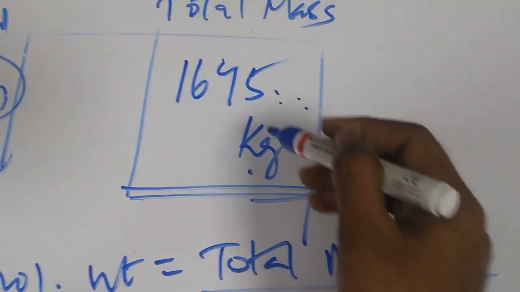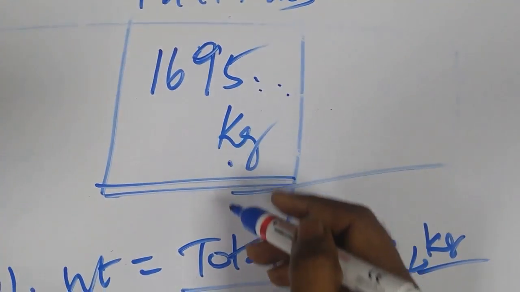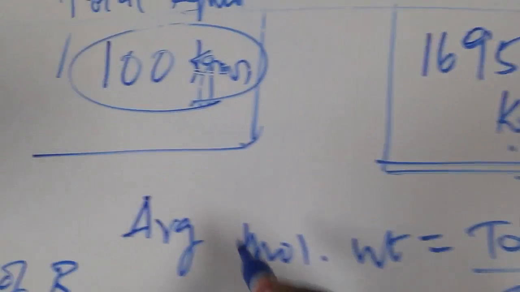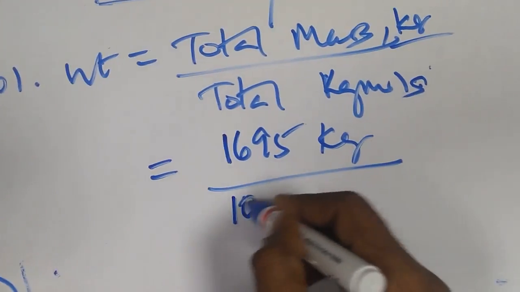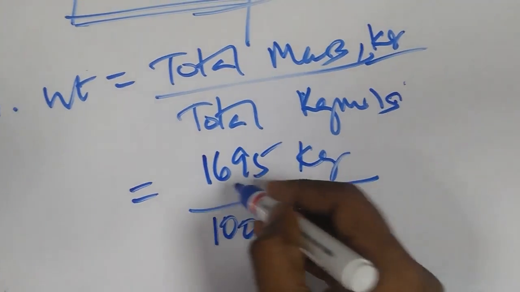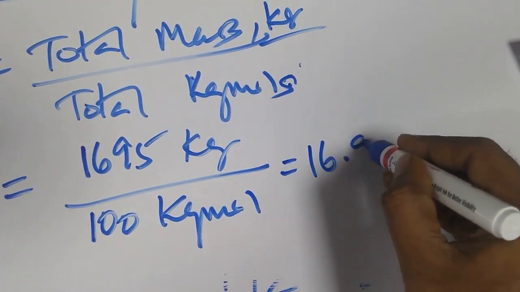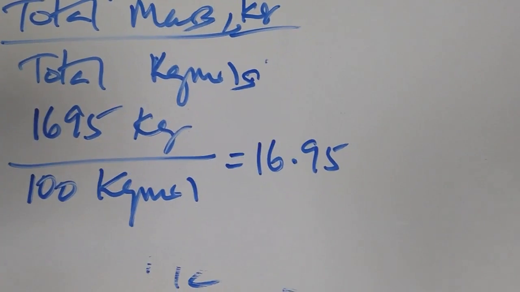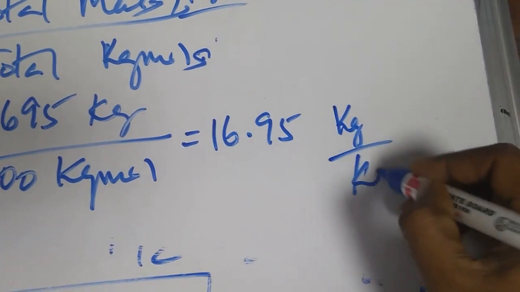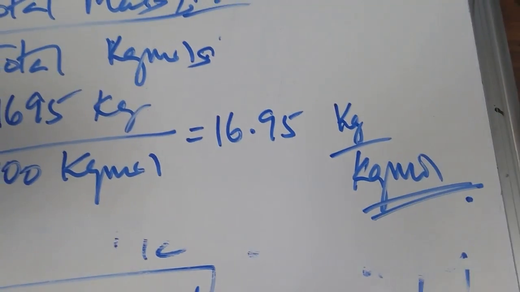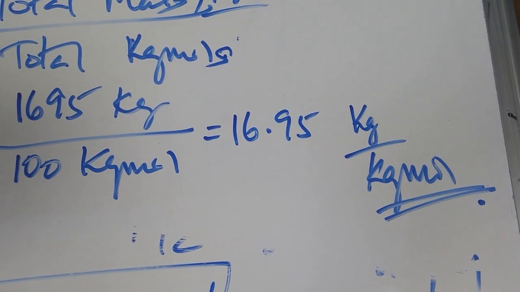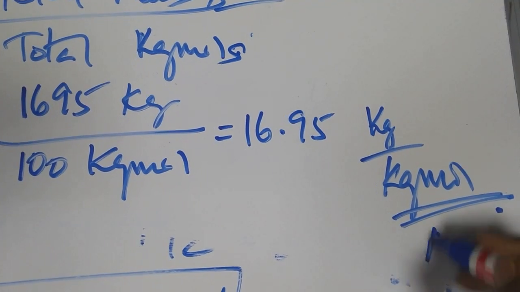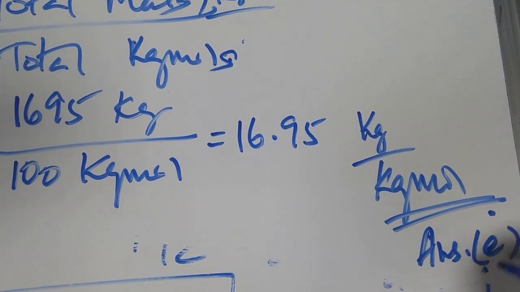We have determined total moles. Total mass is 1695 kg. 1695 kg divided by our total mole, our basis actually 100 kg moles. So we get 16.95 kg per kg mole as the average molecular weight. So the average molecular weight of the gas mixture is the answer for part E.